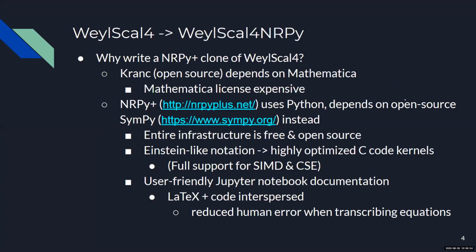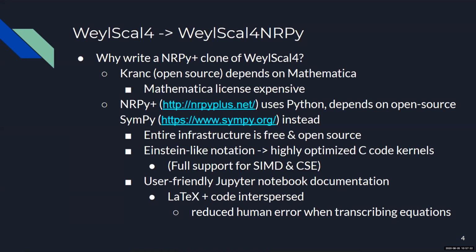So why then, when we have a completely operational WeylScalar4, would we want to write a clone of that in NRPy? The biggest issue comes down to expense. While Kranc itself is open source and free, Mathematica requires a very expensive license. On the other hand, NRPy uses Python, which is itself free, as well as the open source NumPy package. So that right there is already a lot less money to spend to get started. Everything else in the infrastructure is free and open source.